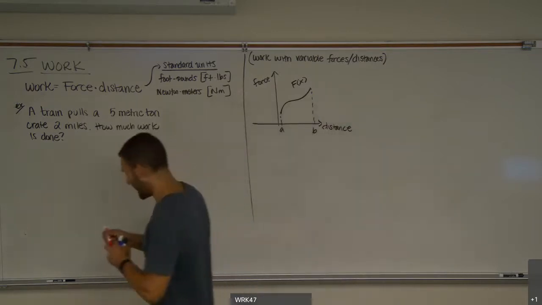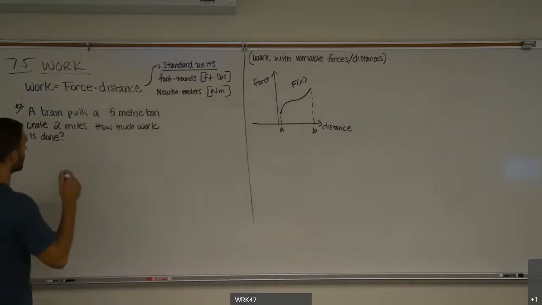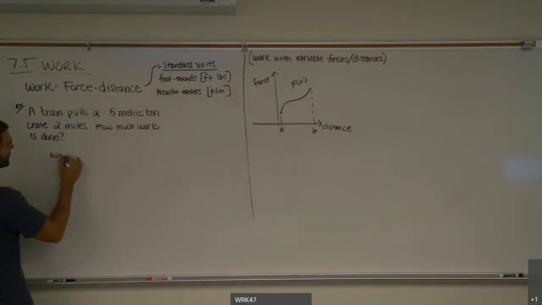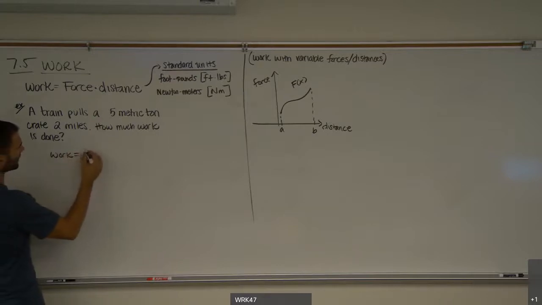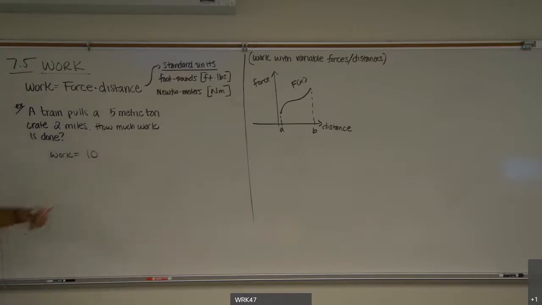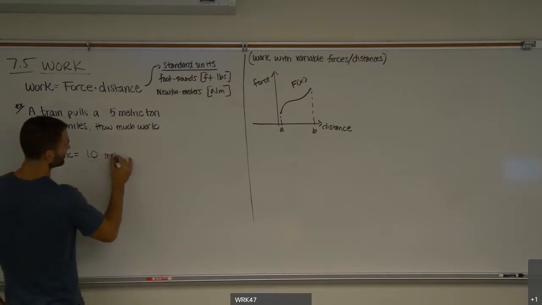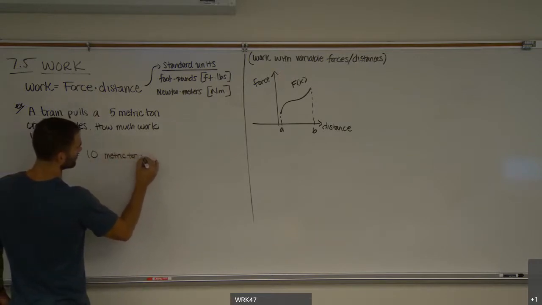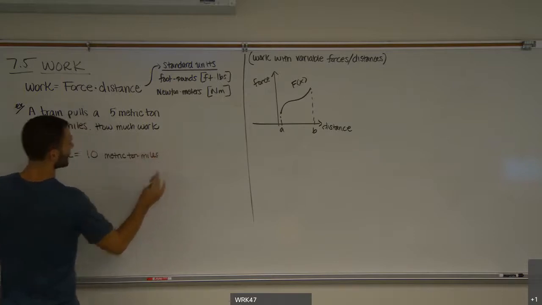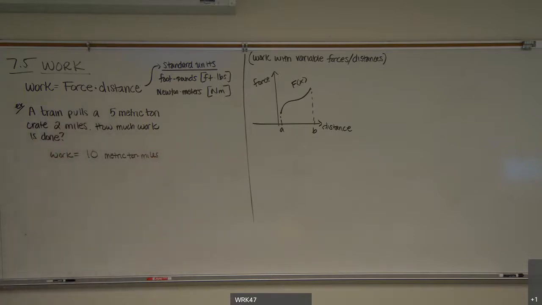Well, work is force times distance. And so we don't want to overthink this. The amount of work done here is exactly 10, 5 times 2, 5 metric tons for 2 miles, force times distance. And in this case, my units are very non-standard, right? They're not very pretty. It's metric ton miles. So 10 metric ton miles, I would say.